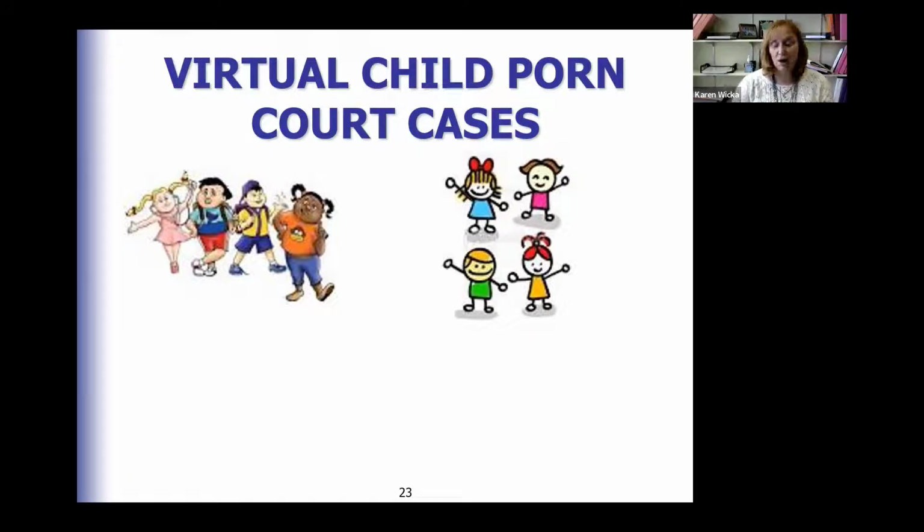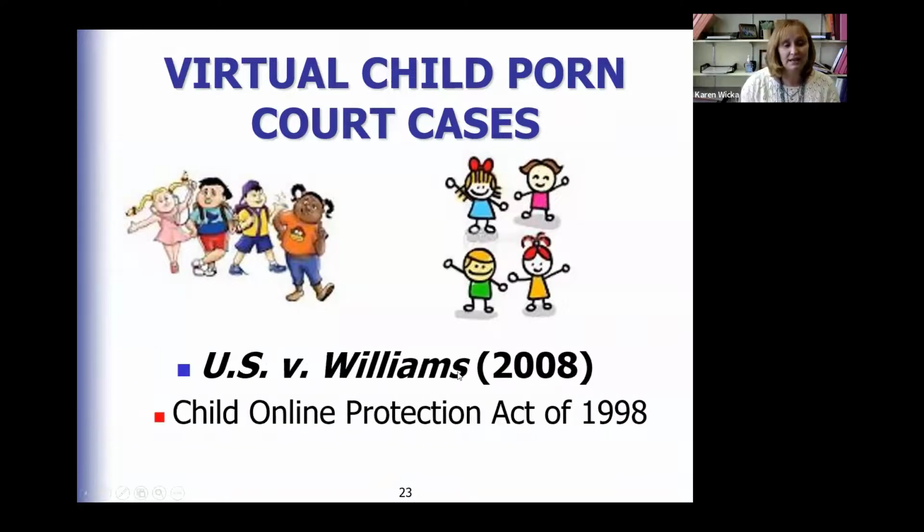It's fine. Well, the federal government did not like it, and Congress passed the Child Online Protection Act of 1998. And this basically says you cannot even use virtual children. You cannot create or possess anything, even if they're not real children. Okay, so that is obscenity.